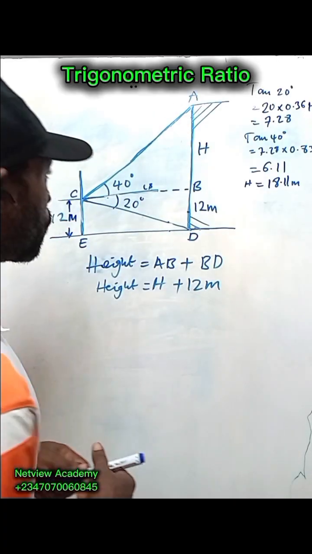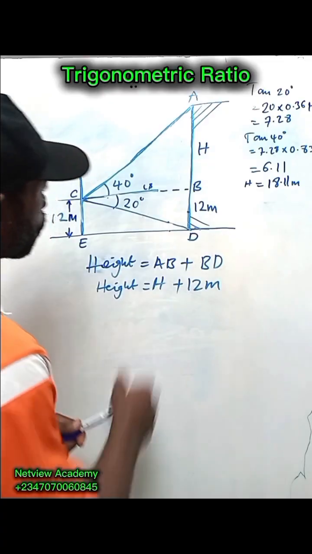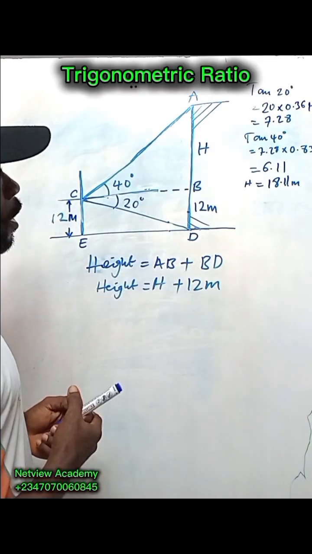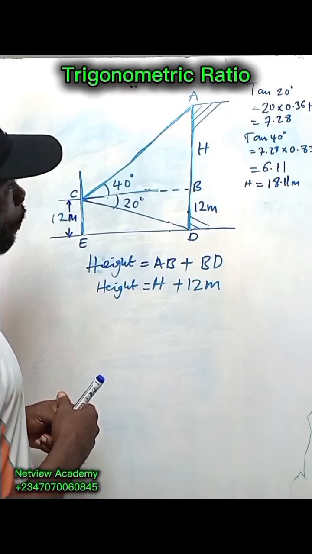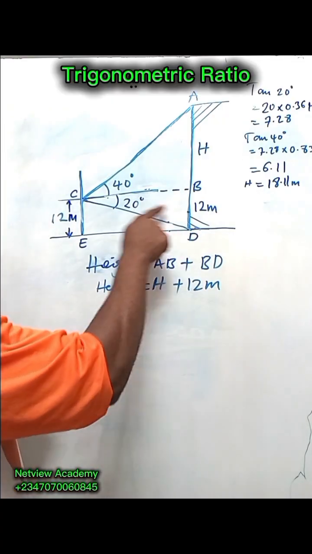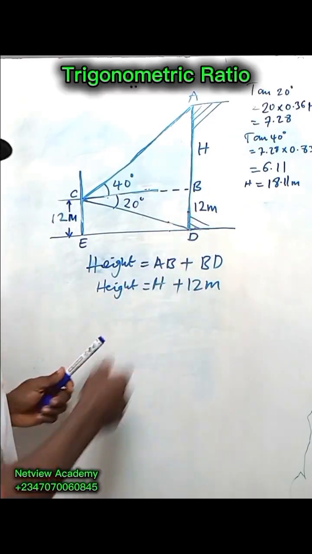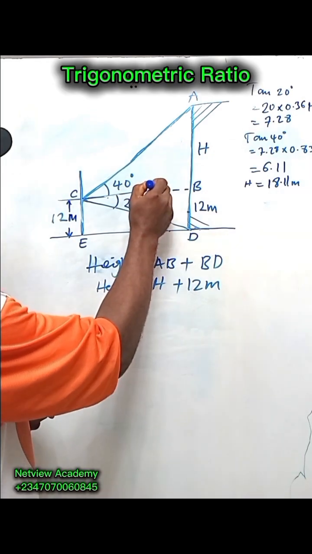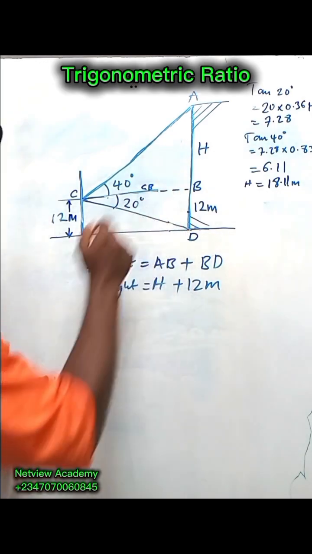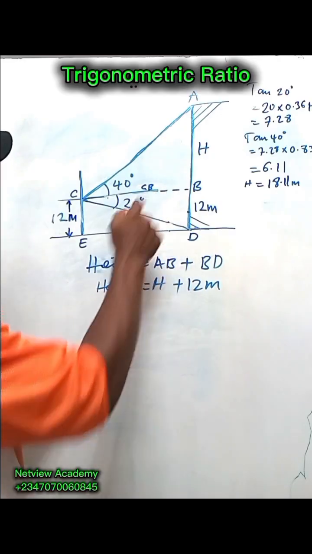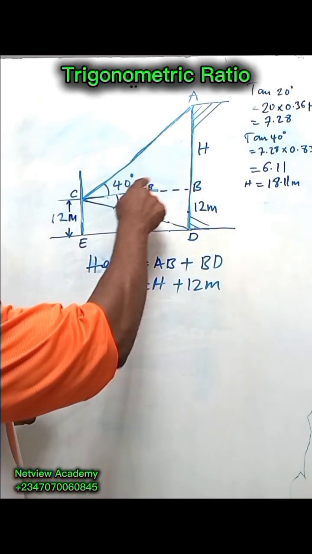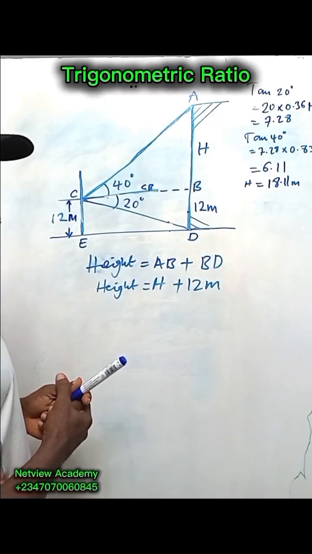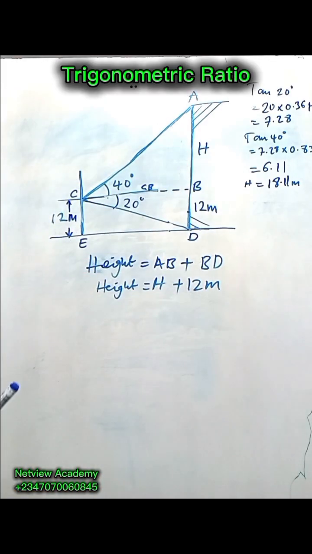So how do we get the value of H? The first thing we need to do is look at the sides of the triangle that is provided. Now, the opposite of the angle of depression is 12 meters. So we can use this value to calculate the adjacent CB of this triangle. When we have the value of the adjacent CB, we now use that value to calculate for H using the angle of elevation. So let's see how to do this.